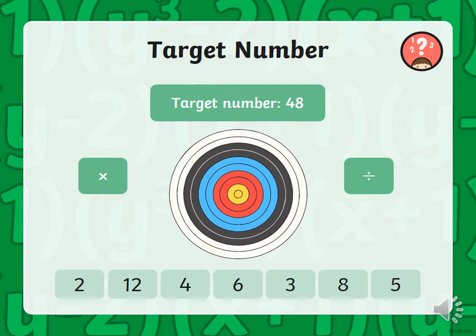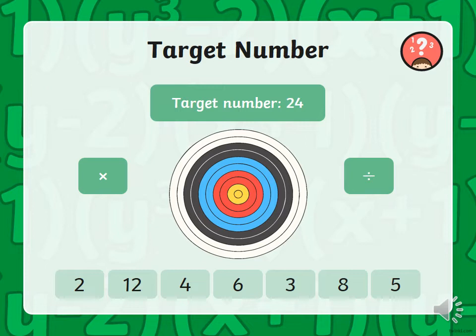Excellent. So that's one example that you could do. You could also do 8 times 6, which gives you 48. That's another example. And for this, unfortunately, there is no division sum. Okay, so your target number here is 24.